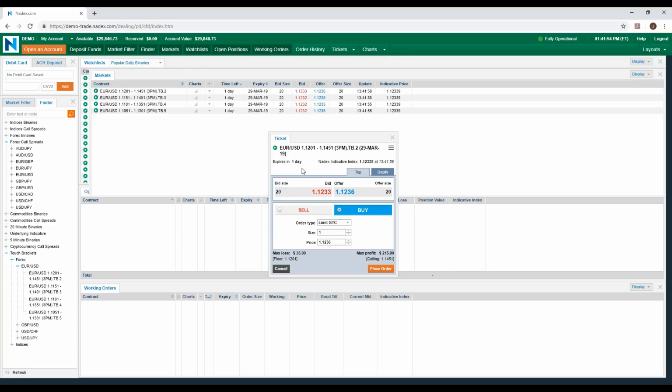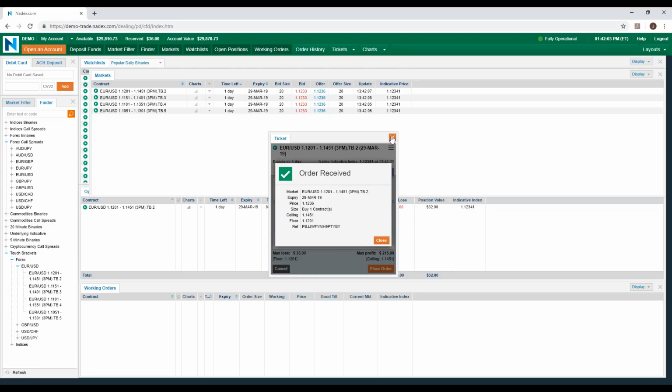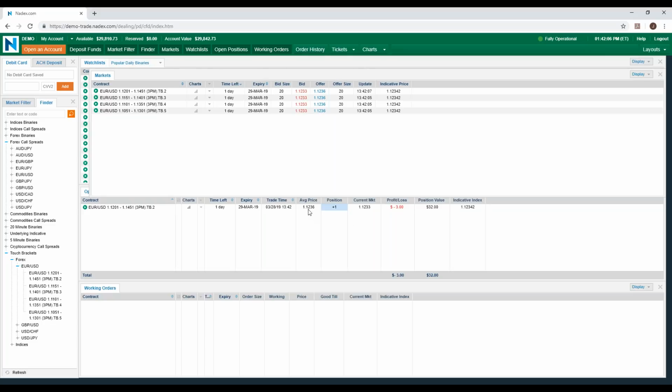The way the touch brackets work is it's $1 per pip. So let's just say, for example, and I'm just placing this trade in my demo account, it's not a recommendation. So I bought right here at 12.36. After I cover my bid-ask spread, because there's a difference between the bid and ask, as the market goes up 1 pip, my P&L will go up $1 per pip. Every pip the market goes down, it will go down $1 per pip.